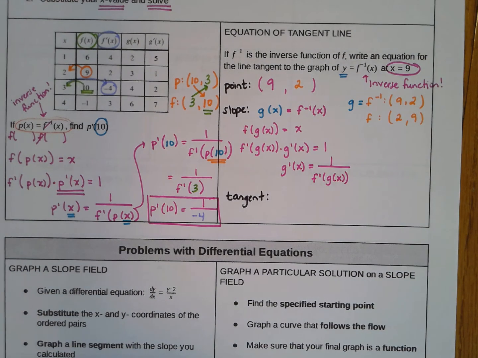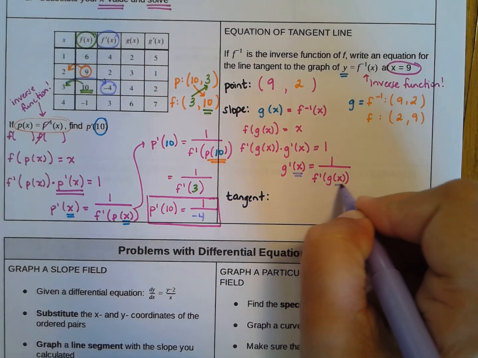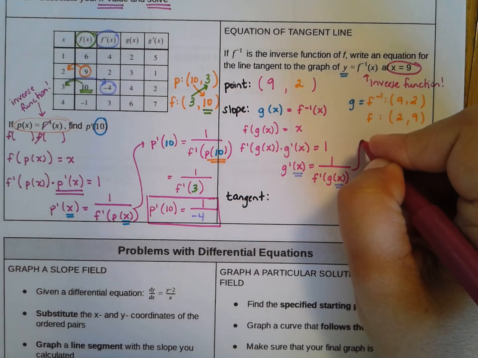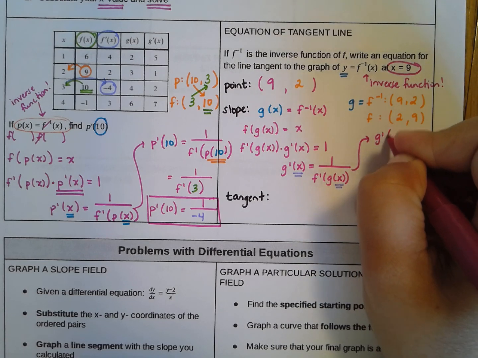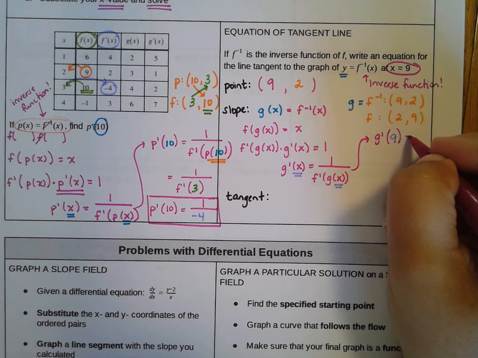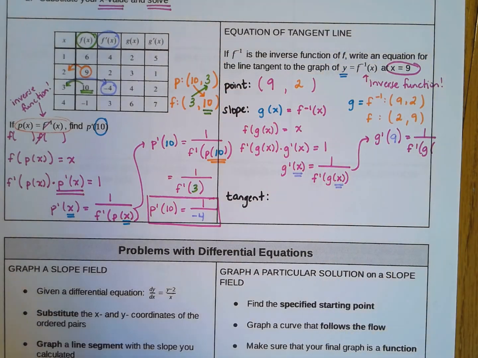Next, I'm going to plug in my value. So the value that I'm trying to plug in here is going to be the number 9. So I'm going to replace all these x's with 9's, which means I'm going to have g prime of 9 is equal to 1 over f prime of g of 9.